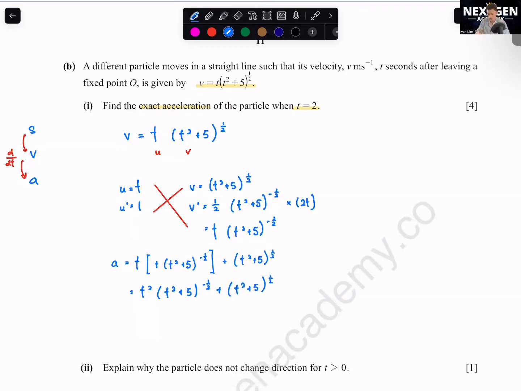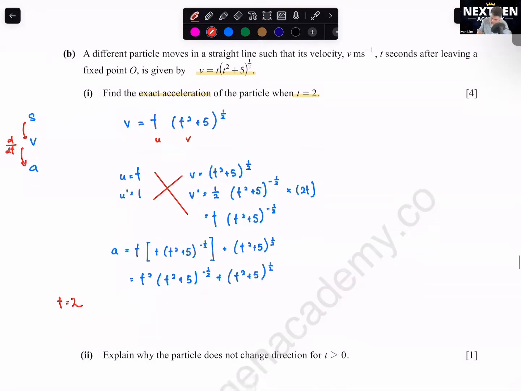Don't go and factorize it. Don't do anything. Now they want you to find t equal to 2. So you're going to sub in t equal to 2. My a value is equal to 2 times 2 squared plus 5, which is 4 plus 5, 9, power negative 1 over 2, plus 4 plus 5, 9 to the power of 1 over 2. Okay, here you get 4 over 3 plus 3. And your final answer you'll get is 13 over 3.